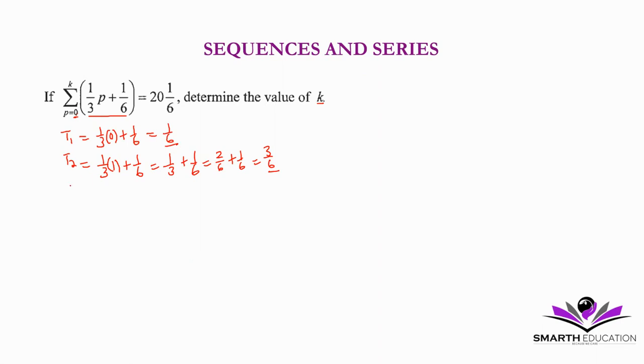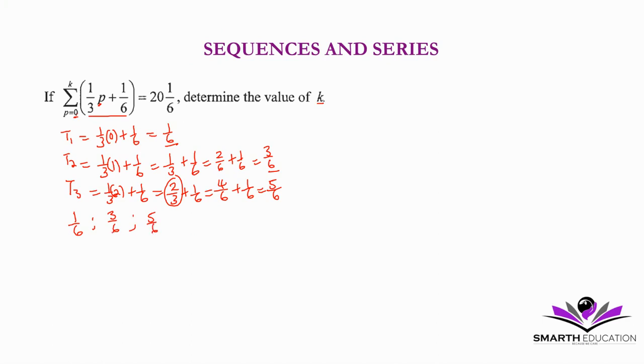And then our term number 3, we're going to substitute 2. So 1 over 3, where there's p, we put 2, and then plus 1 over 6, which is 2 over 3 plus 1 over 6. It's just like an equivalent fraction for this one, 4 over 6 plus 1 over 6, which is 5 over 6. So we have our terms 1 over 6, 3 over 6, 5 over 6, like that.